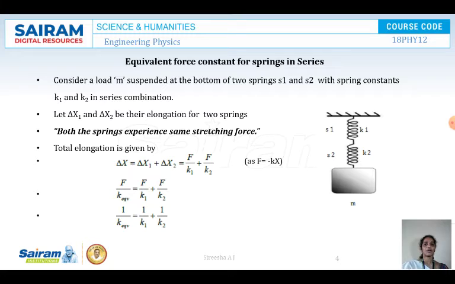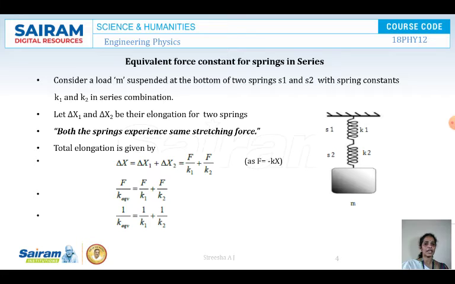Now let us see the equivalent force constant for springs in series. You can see in the diagram two springs we have taken, S1 and S2. The force constant for S1 is K1 and the force constant for S2 is K2. When these springs are connected in this manner, the springs are said to be connected in series. It is similar to two resistors connected in series. Two springs are connected in series and a mass is attached. Now consider a mass M suspended at the bottom of the springs. S1 is the first spring, S2 is the second spring, K1 is the spring constant for S1 and K2 is the spring constant for S2.